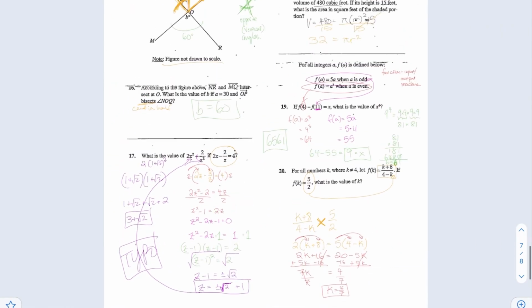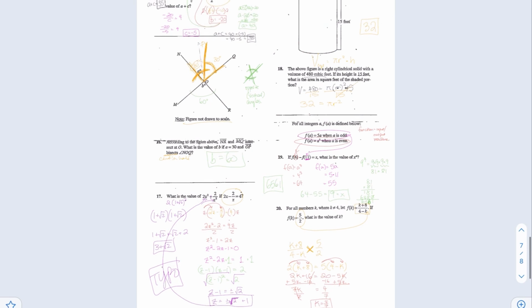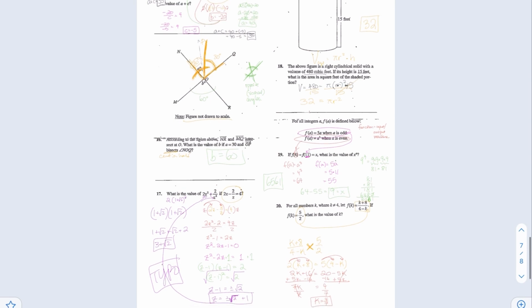All right, and here's the summary for this page. And just be wary of the issue with number 17.